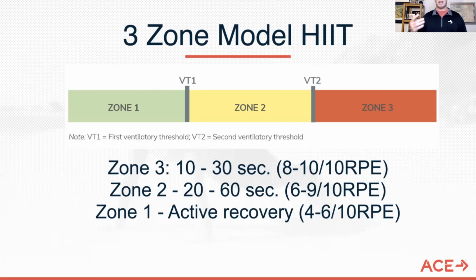So if you have clients and class participants working above VT2 in Zone 3, they can only sustain that for a brief period of time. There needs to be an active recovery interval in Zone 1 below the first ventilatory threshold. One way to think about that is clients may be extremely out of breath while they're working during that interval, and you want to allow them to have a little bit of an active recovery interval. As soon as their breathing comes back to normal, as soon as you hear them starting to talk a little bit amongst each other, then you know it's ready to get back to work.